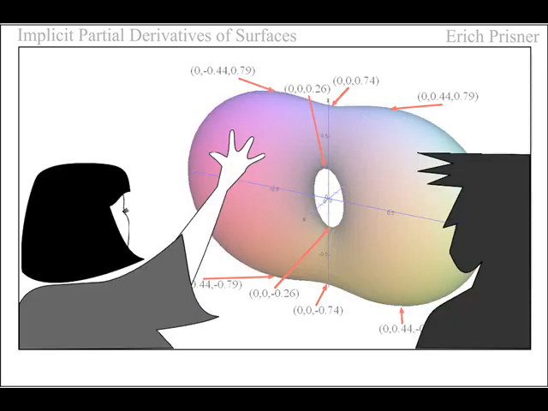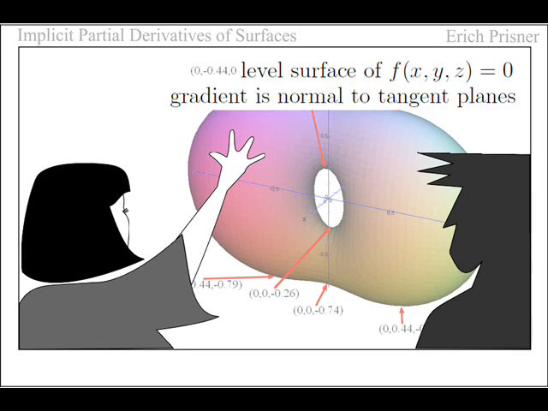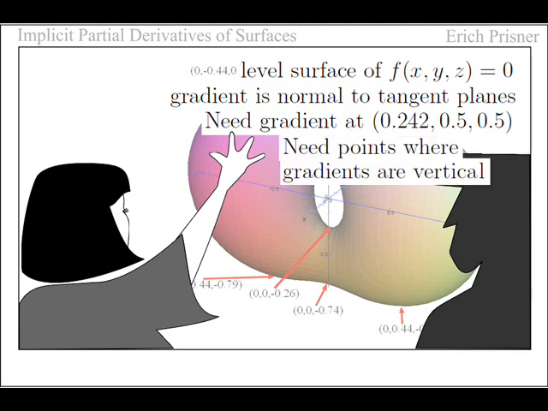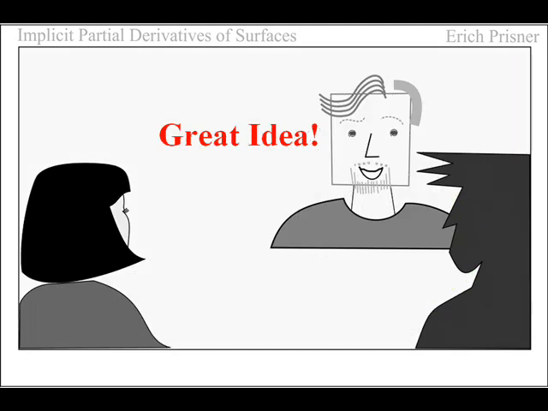Why don't we rather just look at the function f? All points x, y, c with f of x, y, c equal to 0 are on the surface, so the surface is a level surface of f. Therefore the gradient is normal to the tangent planes. All we need is the gradient at 0.242, 0.5, 0.5 and, for the second question, points where the gradients are vertical. Yes, very good idea. This is the second way to do this.